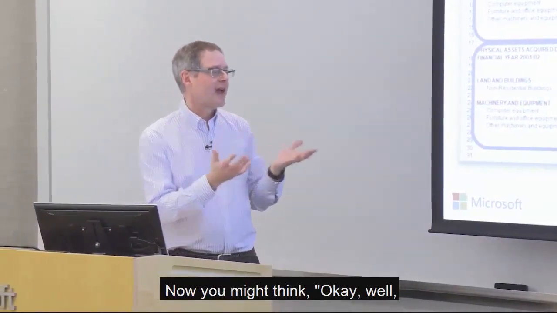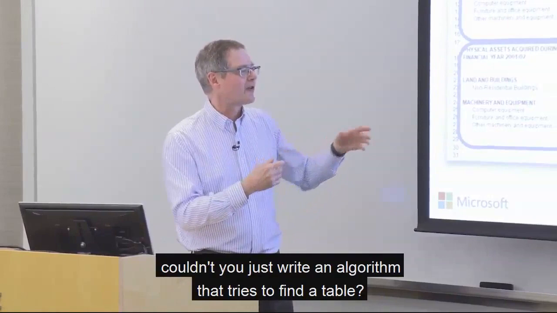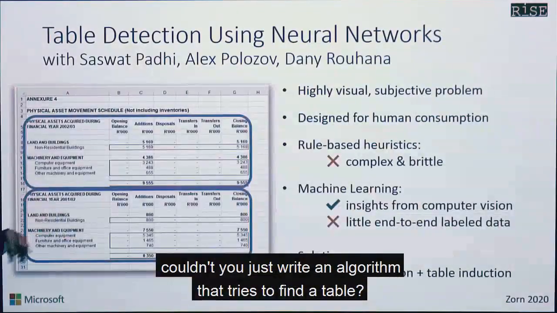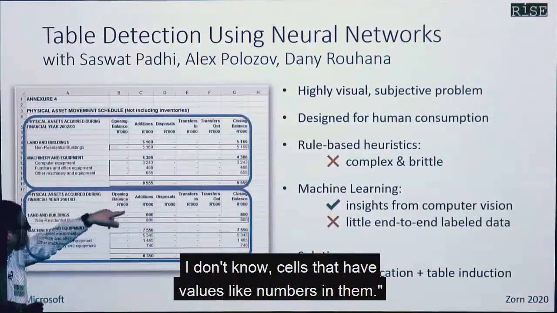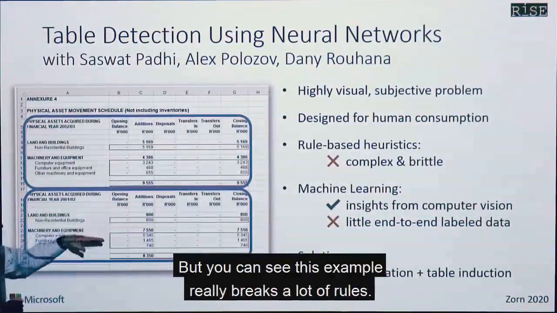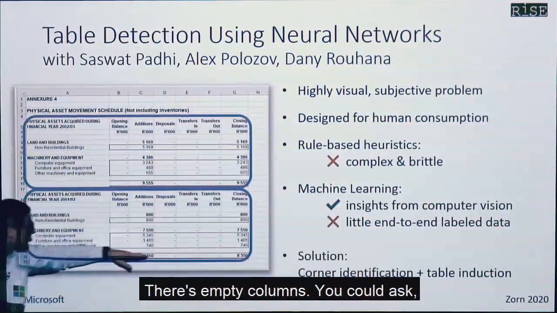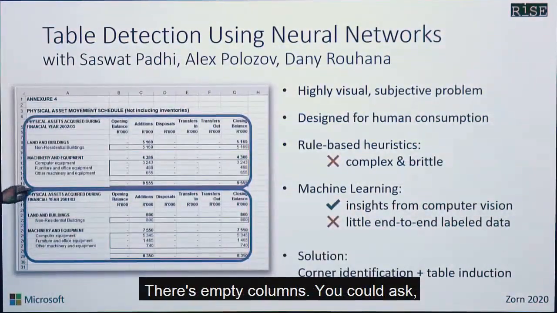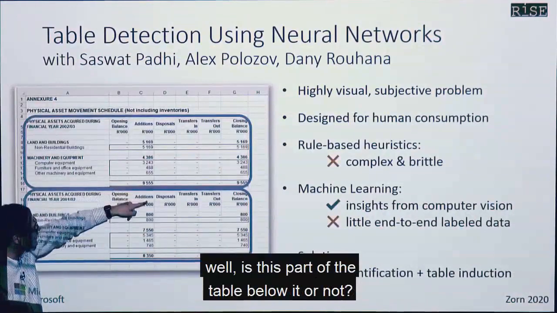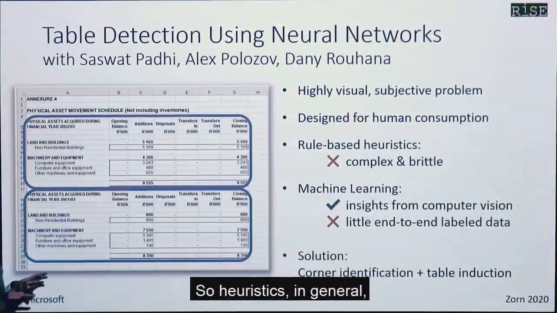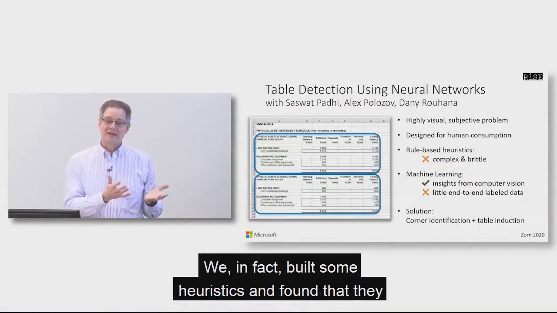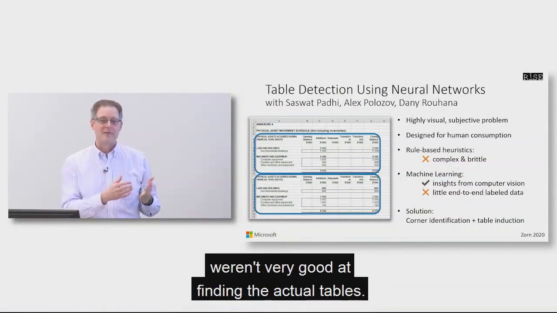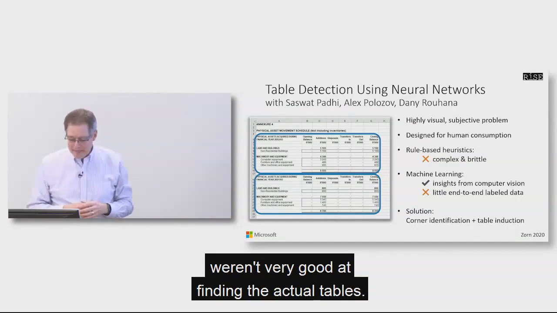Now you might think, okay, well, couldn't you just write an algorithm that tries to find the table, some kind of heuristics, that looks for, I don't know, cells that have values, like numbers in them. But you can see this example really breaks a lot of rules. Like there are empty columns, right? And you could ask, well, is this part of the table below it or not? So heuristics in general are not a good strategy. We in fact built some heuristics and found that they weren't very good at finding the actual tables.